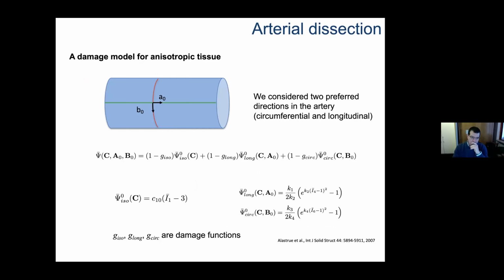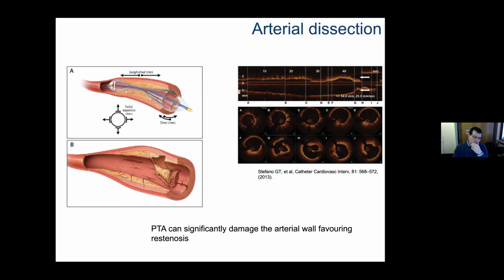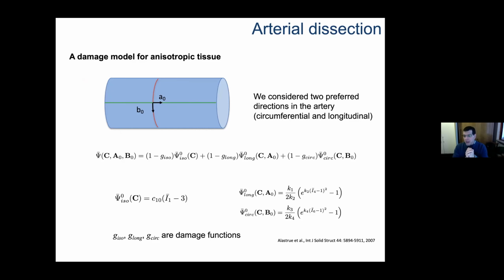So what we wanted to do here was to reproduce the damage caused in the artery during the PTA. We were able to reproduce the damage, and more particularly the delamination that has been observed in the artery during the balloon expansion. We wanted to apply finite elements, but our first step was focused on proposing a damage model for the anisotropic tissue.